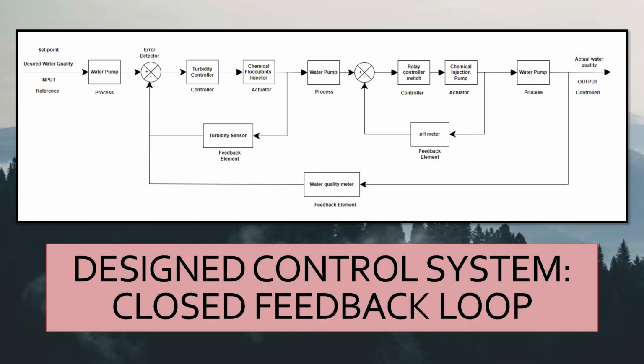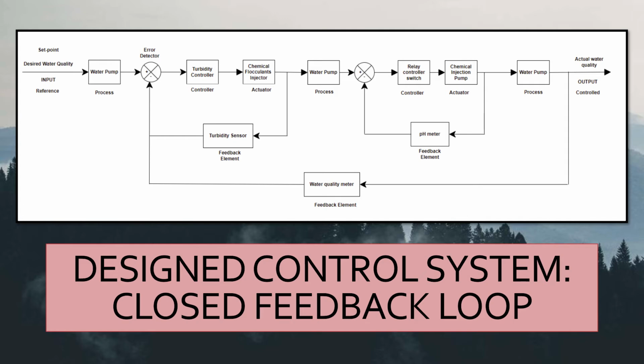As observed starting from the left hand side, the reference or set point is the desired water quality, which is the input of this system. The first element is a water pump, which is the process. The water pump receives water from the nearby river and moves the water through the pipes. This sends a signal to the summing junction just before the controller.